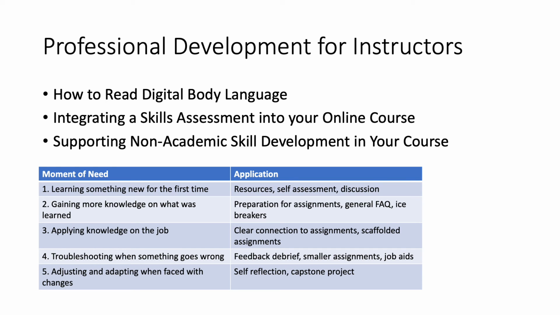Fourth step is troubleshooting when something goes wrong. So that's when students not only need feedback, but a feedback debrief, perhaps smaller assignments that they're working on, and the job aids that they can come back to again and again. So it's not just a one and done type of deal, but it's a staggered, intentional approach throughout the whole term. And then finally, the fifth moment of need, adjusting and adapting when faced with changes.